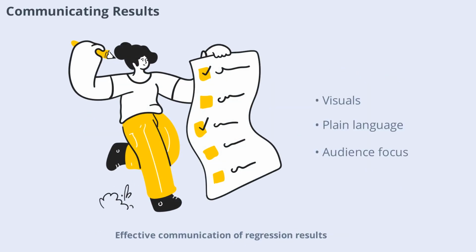Effective communication of regression results involves translating statistical findings into clear, actionable insights for your audience. Use visuals, summaries, and plain language to explain what the results mean and how they can be applied. Tailor your communication to the needs and background of your audience.